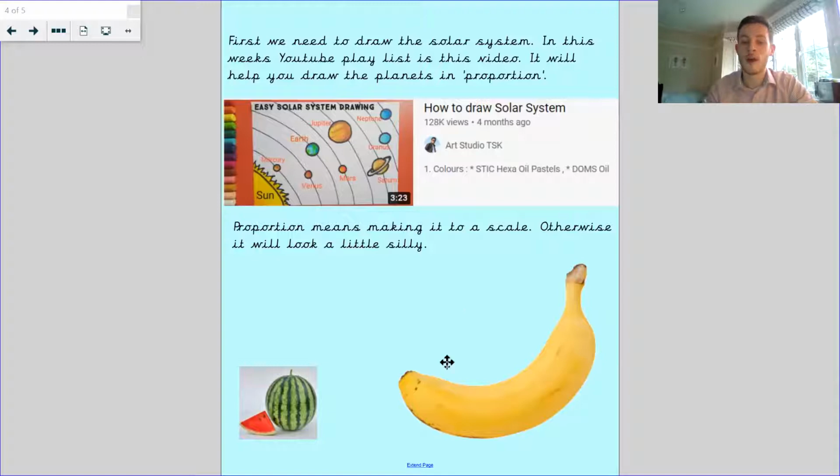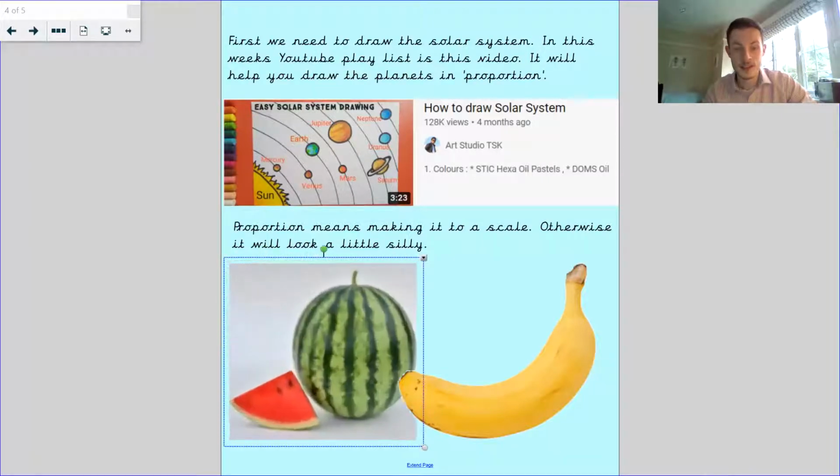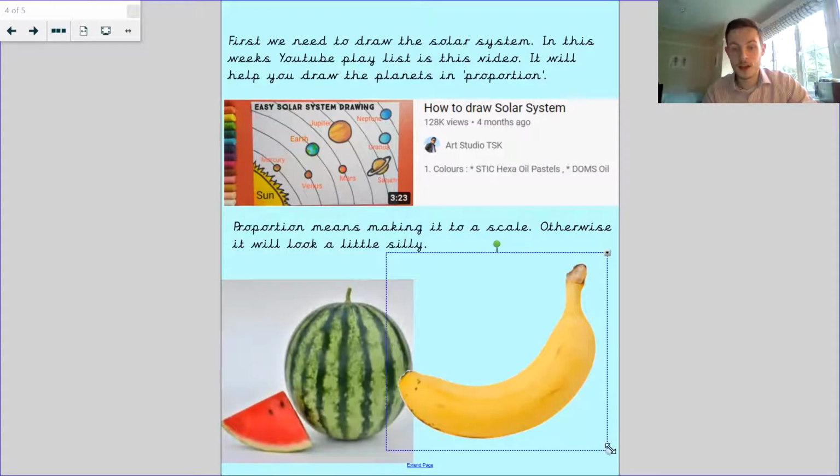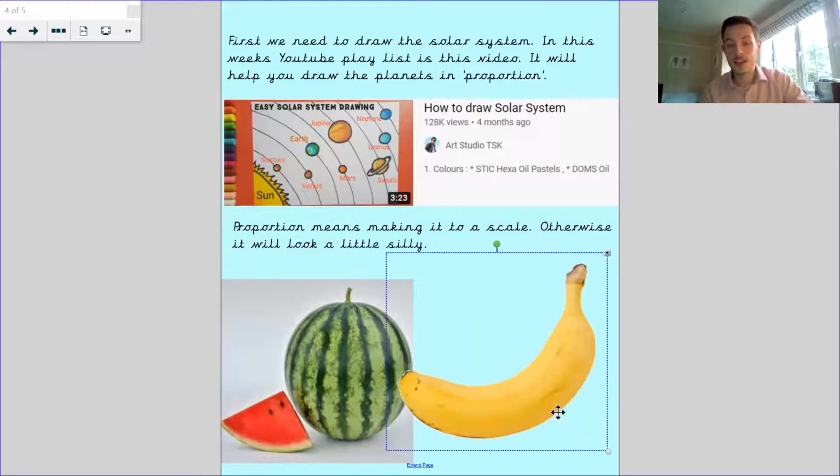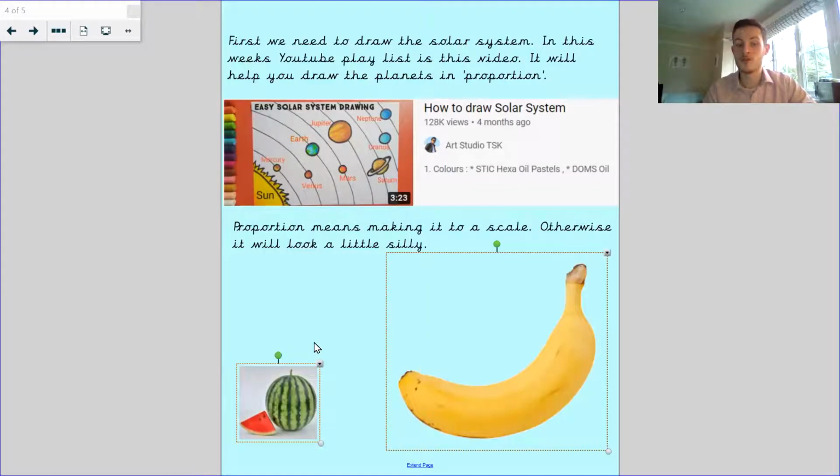Just like it doesn't look right that this banana here is bigger than a watermelon, because we know that these bananas would be smaller, and this watermelon really should be the biggest picture, and this banana should be smaller, because that's how it looks in real life. Now, just like that, it would look very silly if we drew Earth as the big banana and we drew the sun as this small watermelon. That wouldn't make any sense.